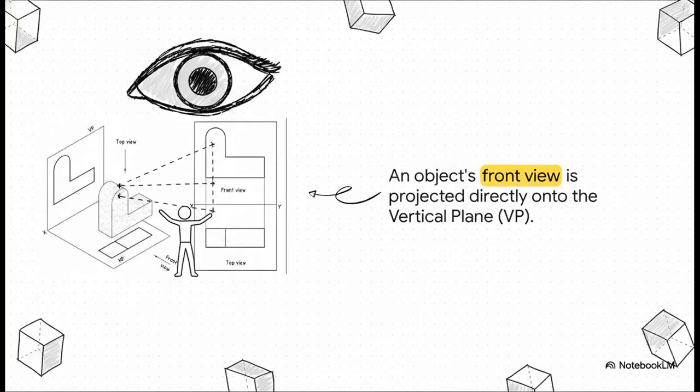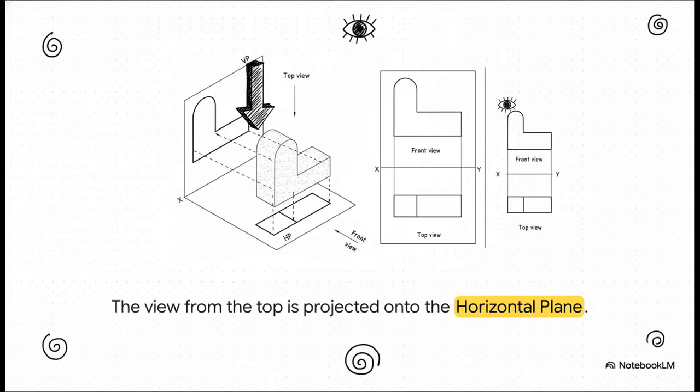Now, let's put our object right there in the middle of those planes. If you're standing directly in front of it, looking straight ahead, the shadow it casts on that vertical plane behind it, that's the front view. Every point gets projected straight back. Okay, now imagine you're hovering right over the top of the object, looking straight down. The shadow it casts on the horizontal plane below it, that's our top view. Simple as that. Every point travels straight down.